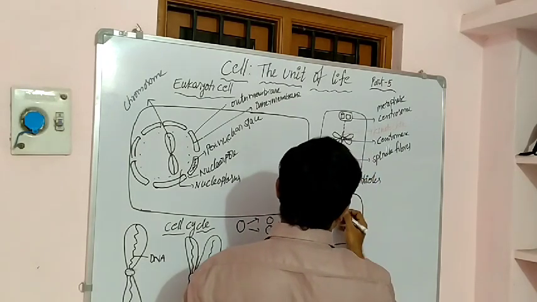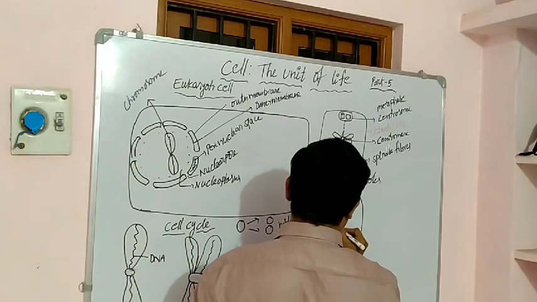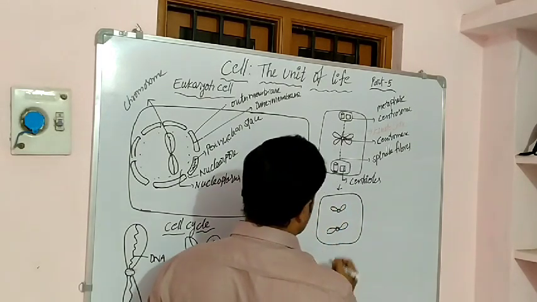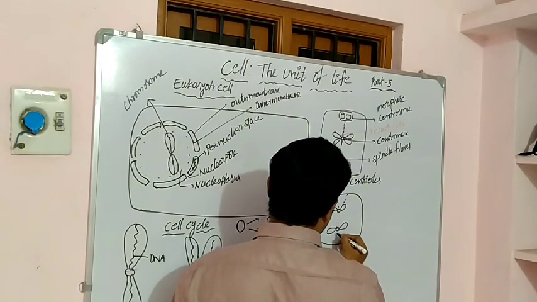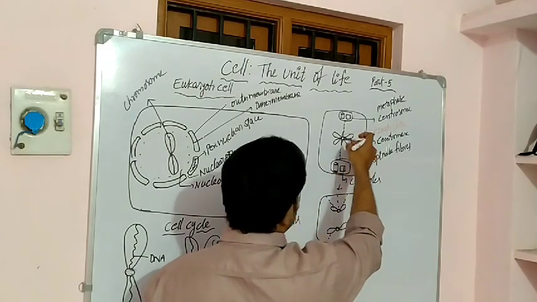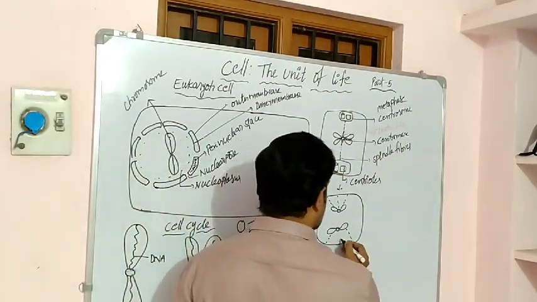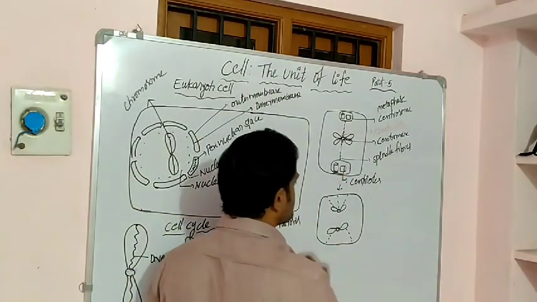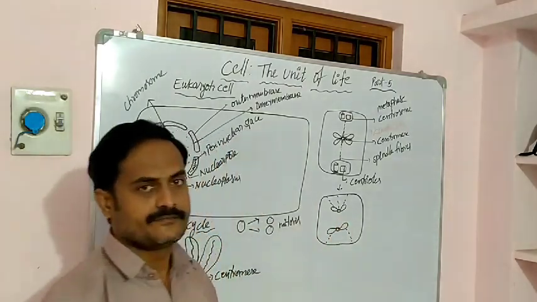Then what will happen here? See, this is the cell, and these are the chromosomes, and these chromosomes are pulled by the spindle fibers. Like that, they reach the poles. Each chromosome is split into two chromosomes, and then they reach the poles of the cell. Then two chromosomes will form here.